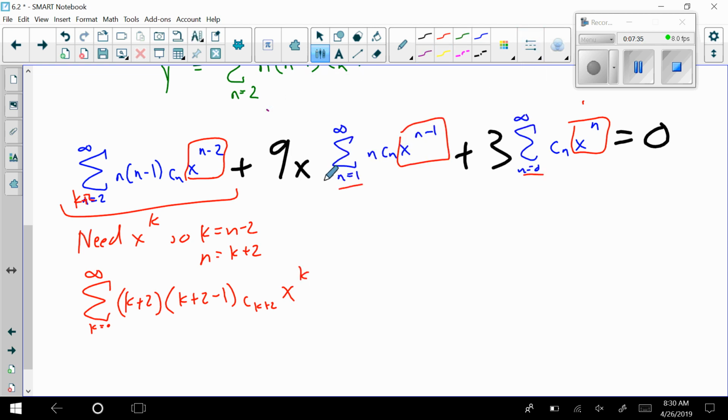The next one here, I'm still just trying to tackle this. So I would need k equals n minus 1, which would then make it n equals k plus 1, which then means that I have plus 9x, the summation. Oh, okay, if it's k plus 1, it's k plus 1 here. Subtracting, I would have k equals 0 to infinity. Then I have my k plus 1 times c sub k plus 1, x to the k.